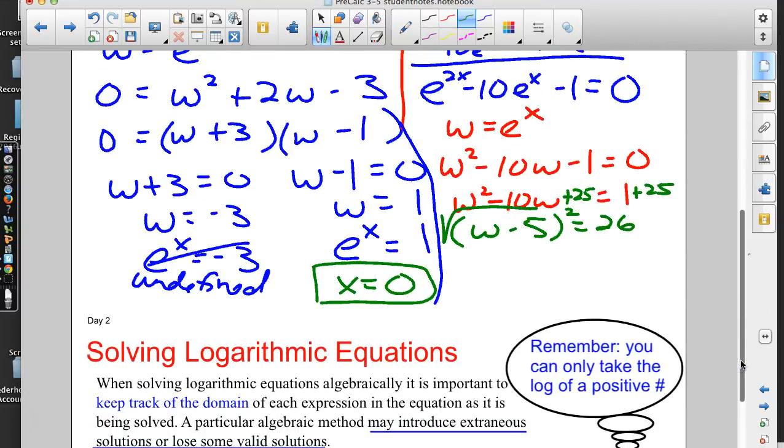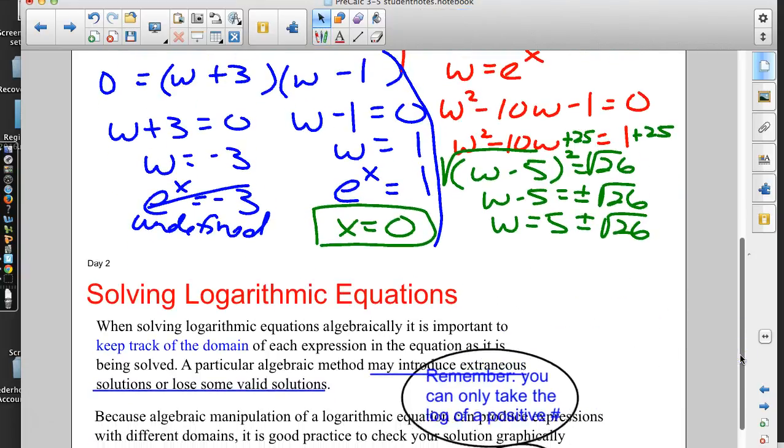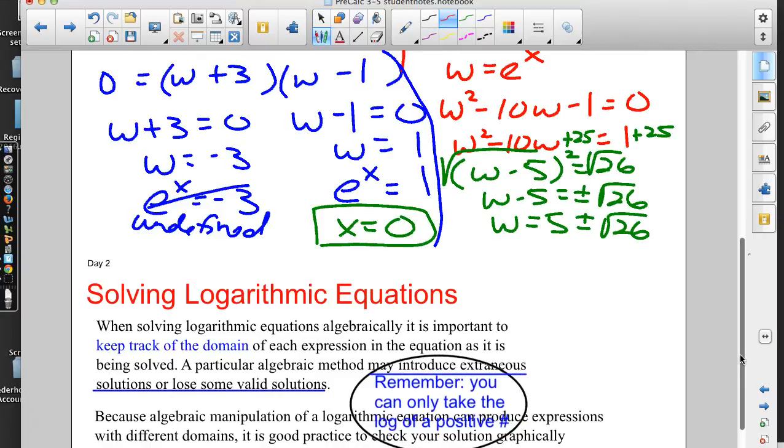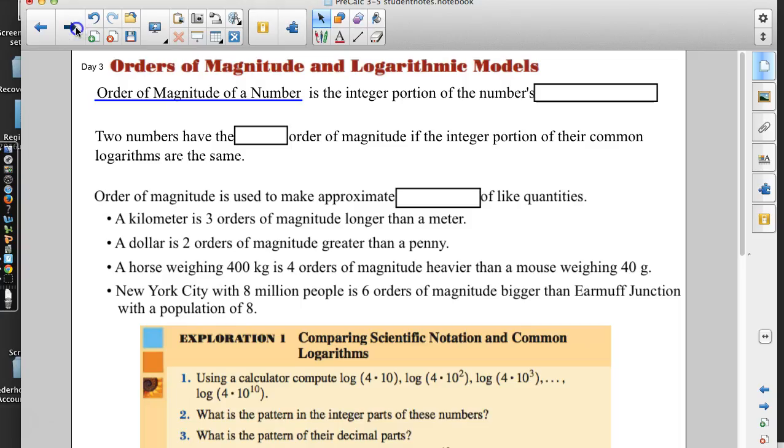Square root. W minus 5 equals plus or minus the square root of 26. Add 5. I realize I'm not done, but I'm close. Because w equals that, we're saying e to the x might equal, well, I guess we're stopping here. We're almost done. We'll finish that one up tomorrow and then keep going.